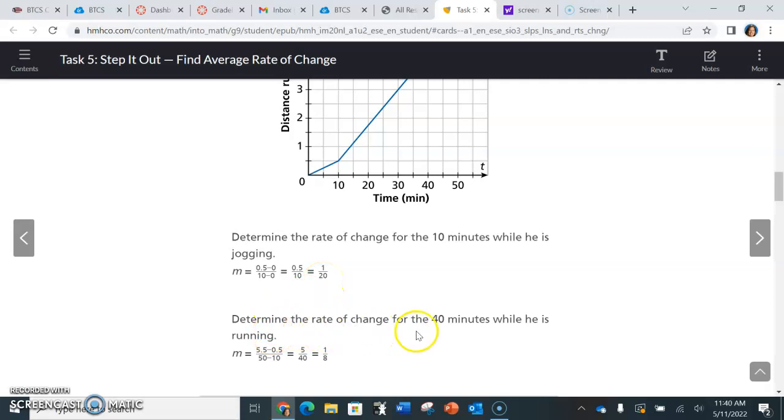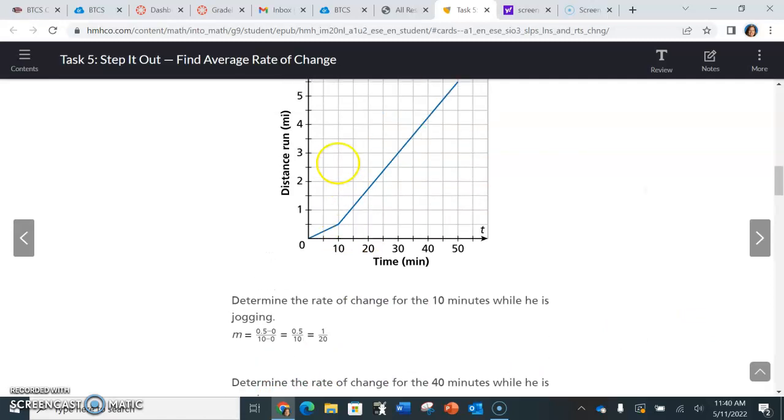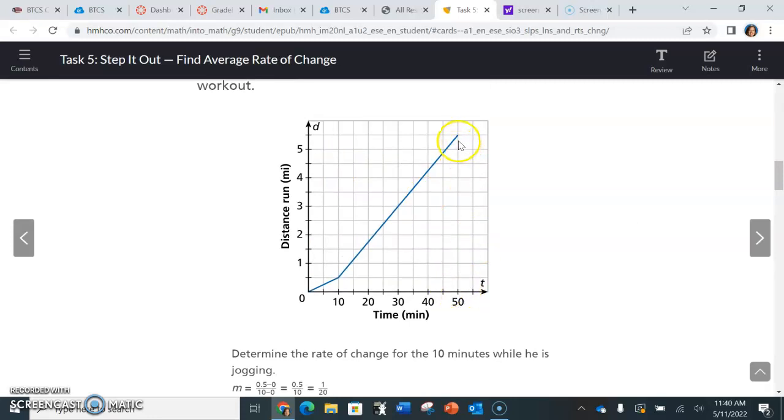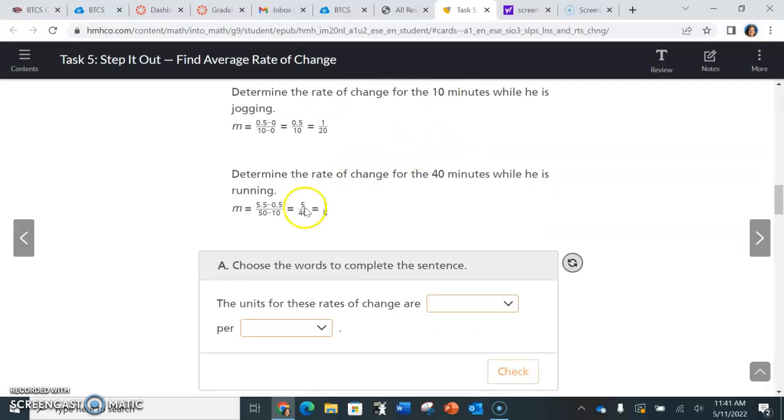So it says determine the rate for the 40 minutes while he is running. So we're going to use the starting point here. So it'd be 10 and 0.5. And we're going to use 50 and 5.5. So that would be the points that we use for the slope formula or the average rate of change formula. And when you do that, you can see 5.5 minus 0.5 is 5, and then 50 minus 10 is 40. 5 over 40 divides to 1/8, and that is his average rate of change for his running part. So this is for the jogging, and this is for the running part.